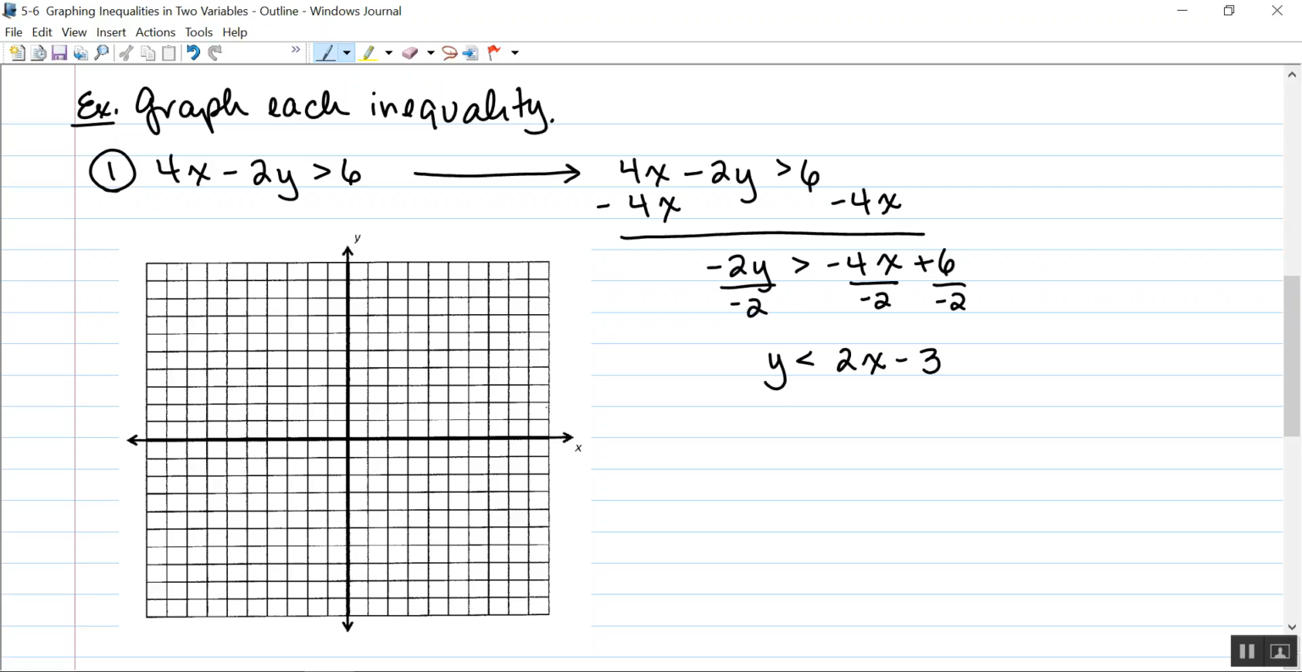So before I graph, let's take a look at this. This is going to be a dashed line. Okay, so to graph this, I'm going to graph the line y equals 2x minus 3. So my y-intercept is negative 3. My slope is 2, which means I go up 2 and right 1, or down 2 and left 1. And it's dashed, so I'm just going to put some little dash marks in between.